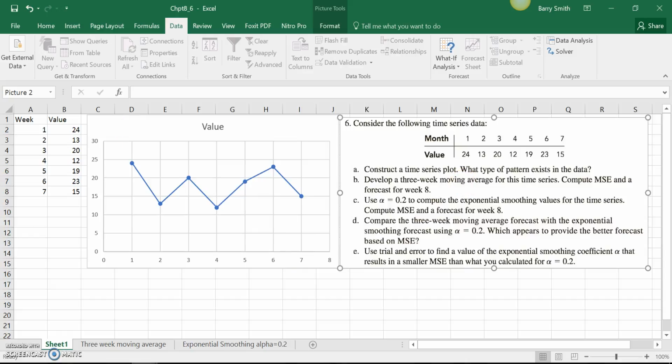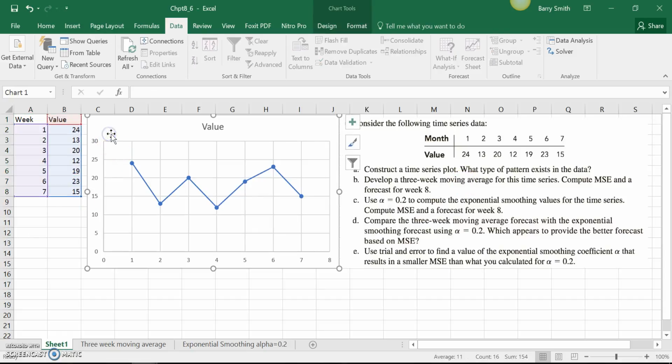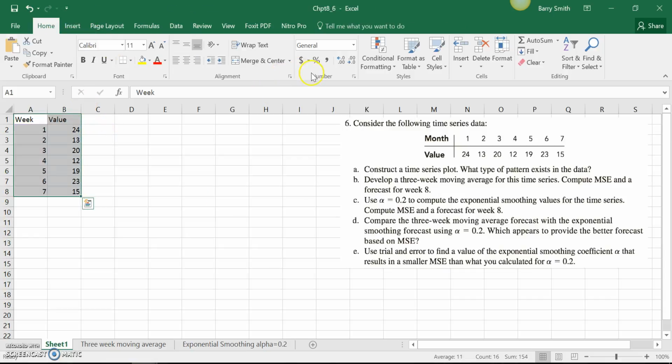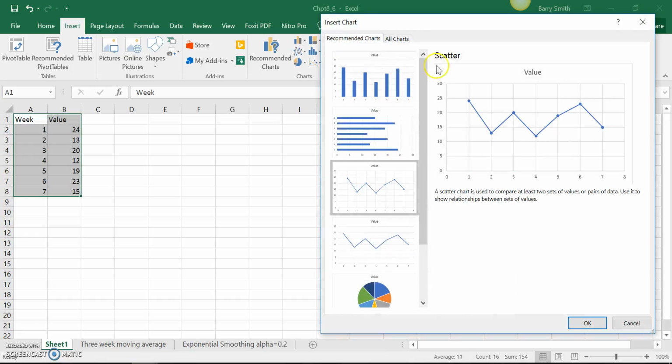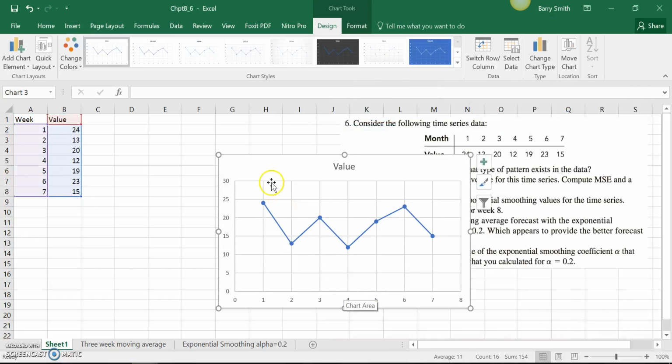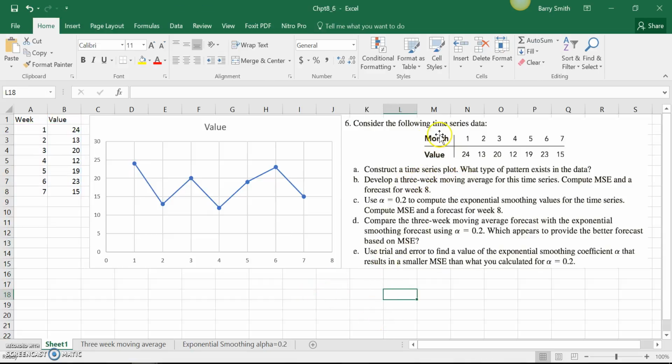Alright, so what I did is I just put the data in here, and to get a graph, we just go Insert, Graph, and we want the scatter graph, and we go okay, and that's basically the time series. So we have weeks, or months, 1 through 7, and then we have each value plotted at those different time points. Now I noticed that they show month here, but they say a 3-week. It should be either a 3-month here or weeks up here.